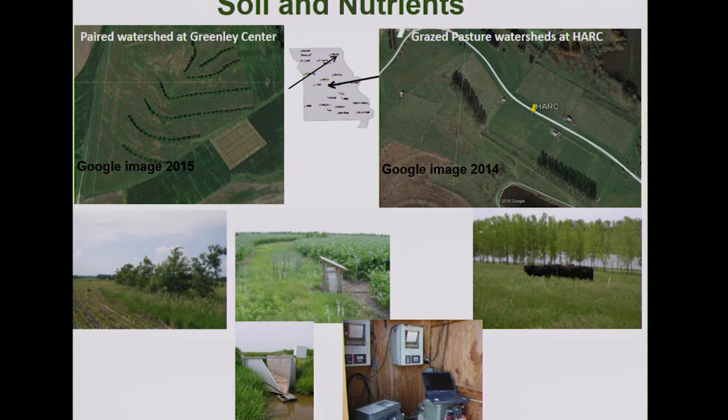But I want to show how agroforestry can conserve or retain soil and nutrients in the field. These two studies were conducted in Missouri. This is a row crop study, northeast Missouri near the Greenley Center. This is at Hawk, about 40 miles west of Columbia. At both sites we have flumes, approach sections, flow meters, water samplers. We measured water content changes within the grazing management and row crop systems.